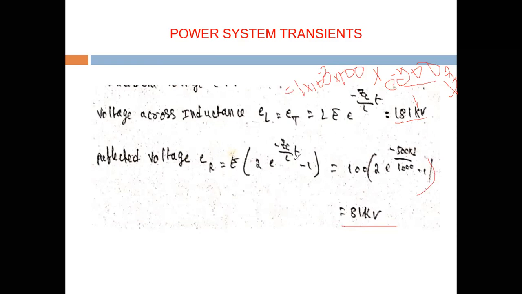Okay, this is the reflected voltage ER. Therefore the reflected voltage ER is equal to E into 2e power minus ZC by L into T minus 1. Then this 81 kilovolts is the reflected voltage, and this is the voltage across the inductor, or the transmitted voltage.